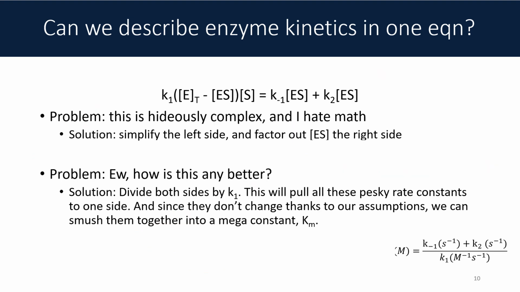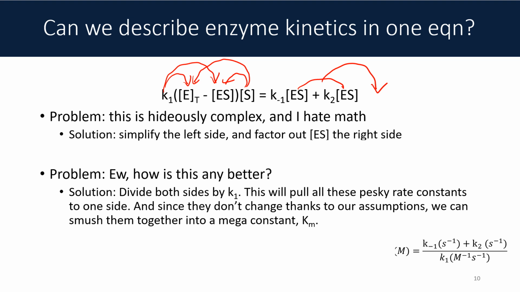To recap, our previous manipulation did eliminate that pesky E term. However, it came at a price of making this equation hideously complex. And I don't like math. So how do we make this even simpler? For starters, we can take these K1 and S terms and factor them into this parenthetical on the left side of the equation. And on the right side, let's do the opposite. There is a redundant ES term that we can factor out. So what does that look like?